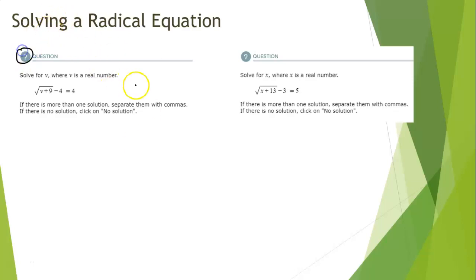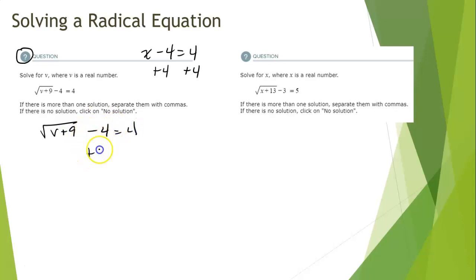You pause the video and try this one on your own. Remember, if this said x minus 4 equals 4, think about what your first step would be. Well, your first step on this would be to add 4 to each side. It works the same here. You want to isolate the square root. The minus 4 is on the outside of the radical, so we add 4 to each side. We're left with the square root of v plus 9 equals 8.